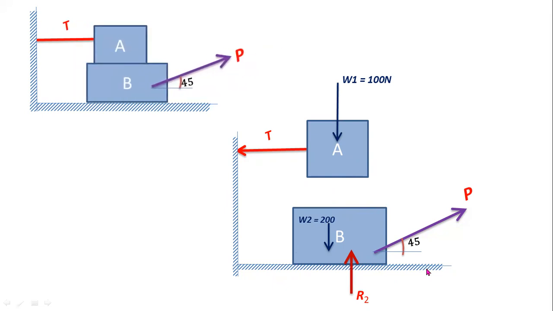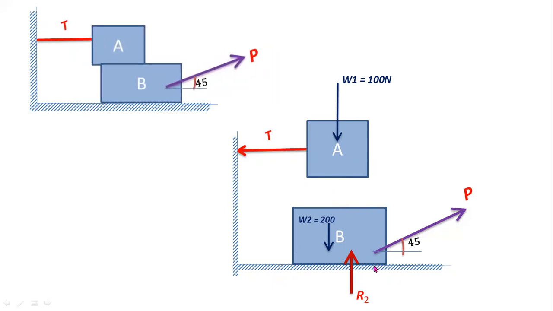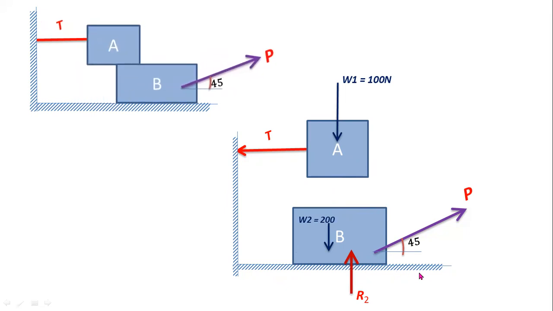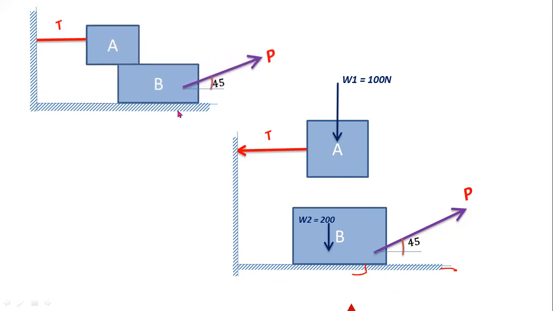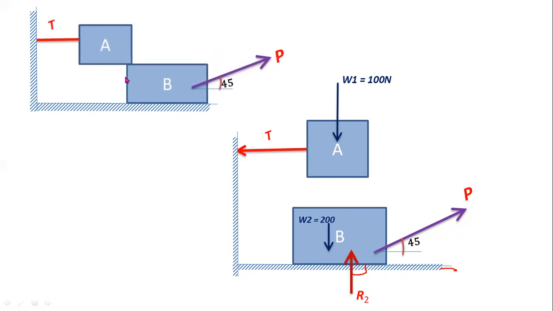Already we know that reaction force always makes an angle of 90 degrees with respect to the support. So this is a horizontal support, so you have to consider 90 degrees. That means you have to consider vertical reaction force between the horizontal support and block. Now you have to consider reaction force R1 between the block A and B.